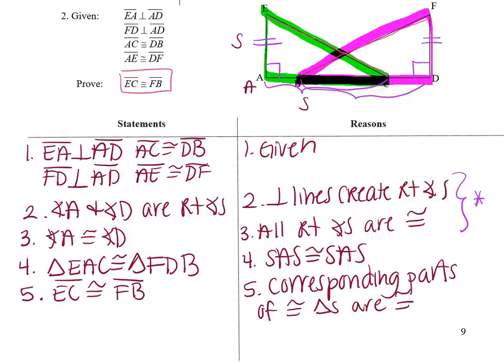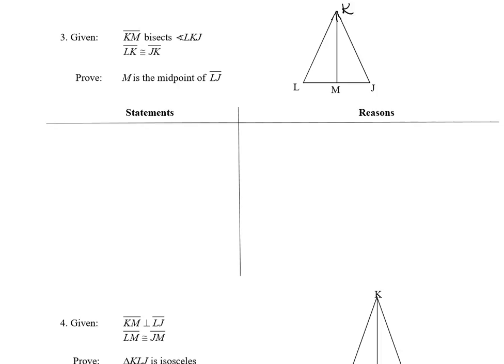All right, so in this one, we've got KM bisects angle LKJ. So I know that these 2 angles, which I'll call 1 and 2, are congruent. I know that LK is congruent to JK. And I'm trying to prove that M is the midpoint of LJ.